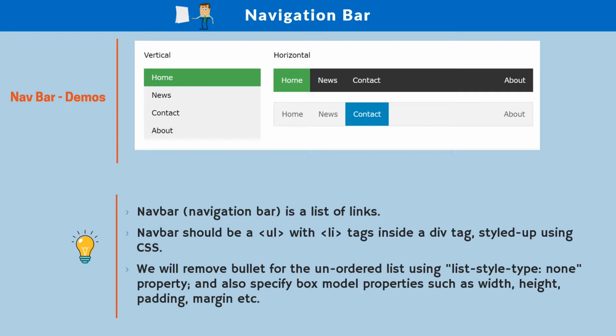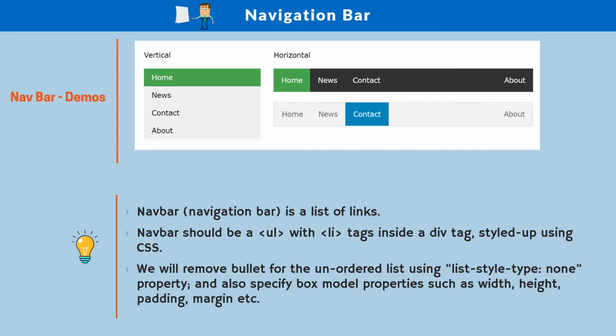All hyperlinks of the nav bar should be created inside the LI tag, and those LI tags are present inside the UL tag. Here UL and LI tags are a must because we are creating a list of links. So any kind of list refers to the UL or OL tag, right?